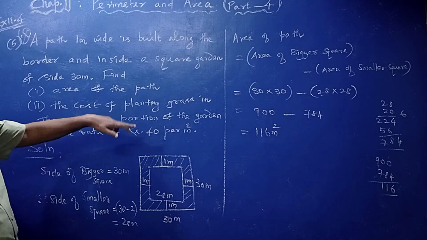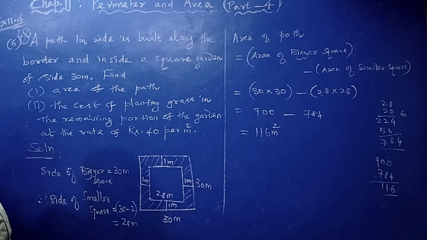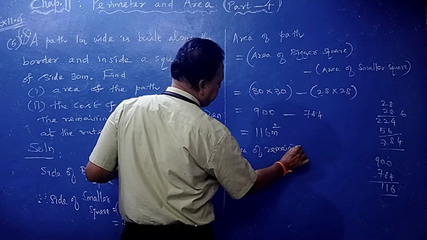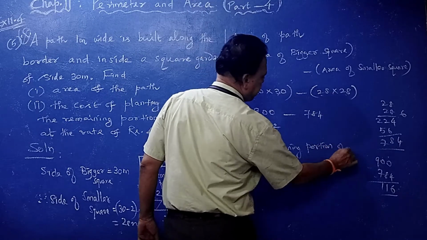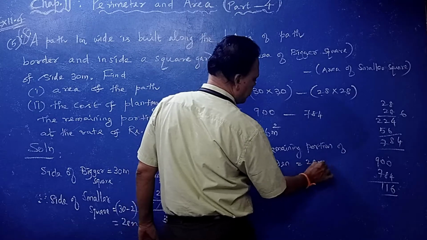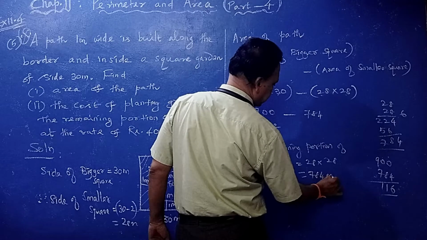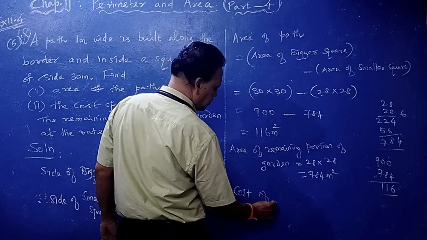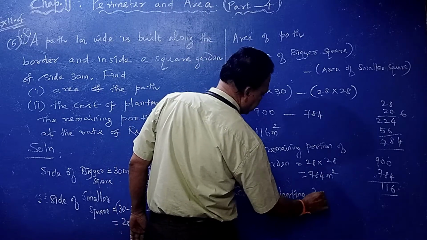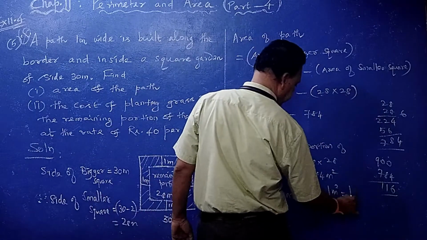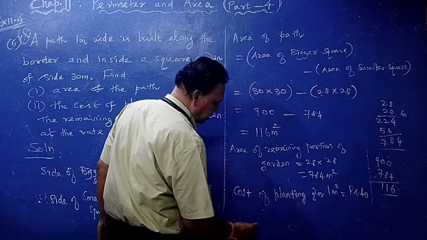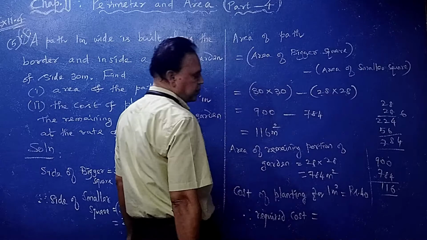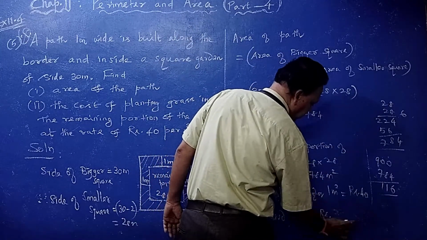Now next what they ask is the cost of planting grass on the remaining portion of the garden at the rate of 40 per meter square. The remaining area is already calculated, that is 784 meter square. For this you have to find the cost. The cost of planting for 1 meter squared is rupees 40. Therefore, the required cost, for this many meter squared, is rupees 40 into 784.